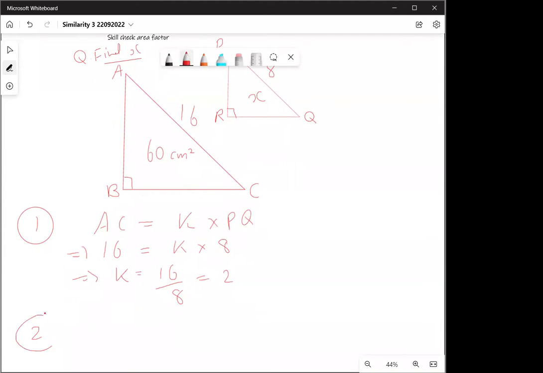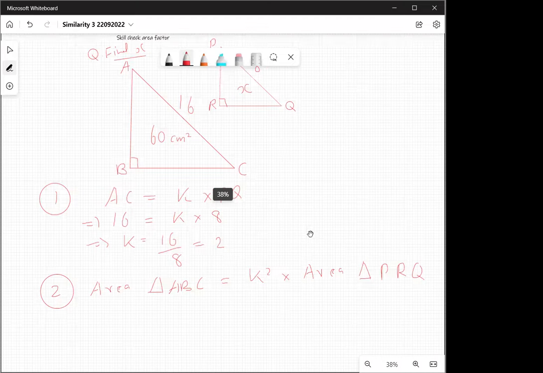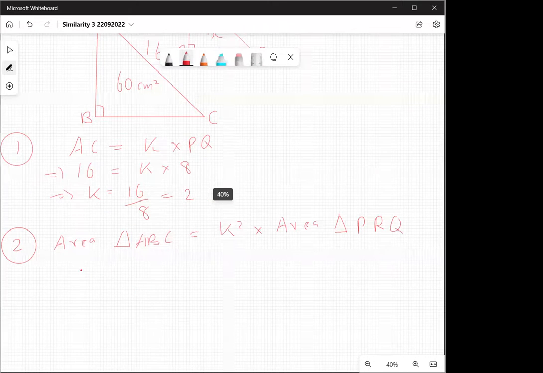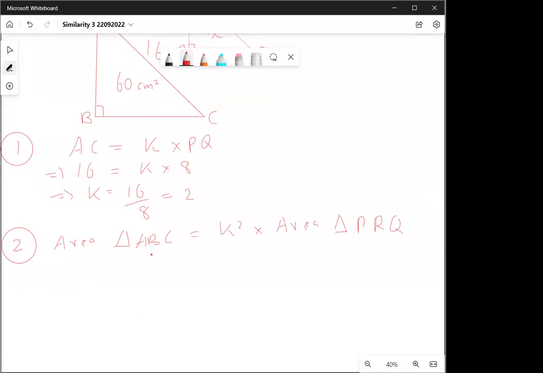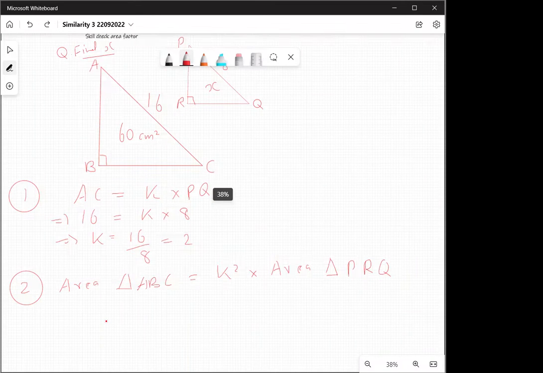Second step is area ABC must be K square times area PRQ. So we'll solve this question. How do we solve it? We know the area of ABC. Zara, what is it? Sir, it's 60 centimeters square. 60, right? We know the area given here.